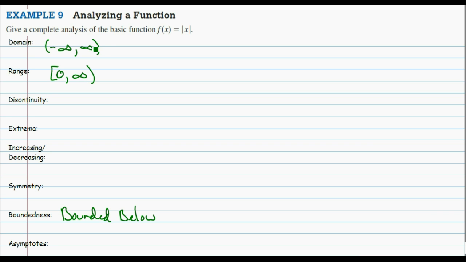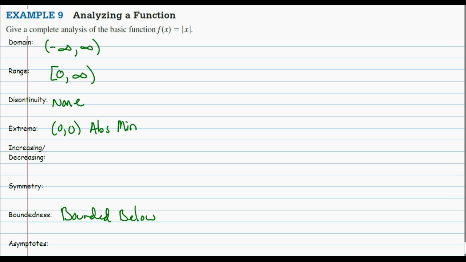When we were talking about the domain, that actually helped us with our discontinuities. I can draw the entire absolute value function without picking up my pencil, so there are no discontinuities. There is that extrema though. The range only goes as low as 0. 0, 0 is the absolute min of the absolute value function.